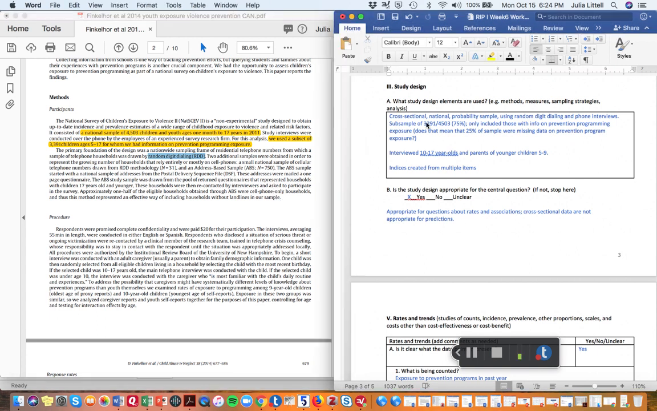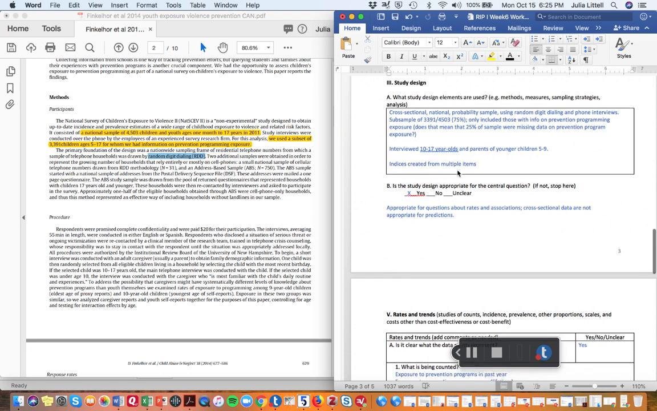And then I noted here that there's a subsample of 75% of the total, and they've only included those cases with information on prevention programming exposure, which makes sense because that's the main topic of this study. But I think that might mean that fully a quarter of the sample did not provide data on prevention programming exposure. Now, probably that includes youth under age 5, which makes sense. They interviewed 10 to 17-year-olds and parents of younger children over the phone. And in terms of measures, they created indices from multiple items, which I think is okay for the most part.